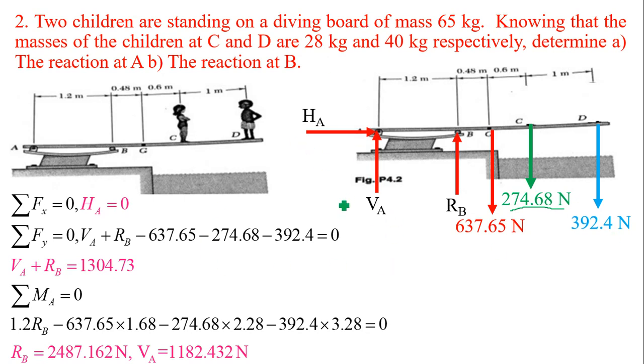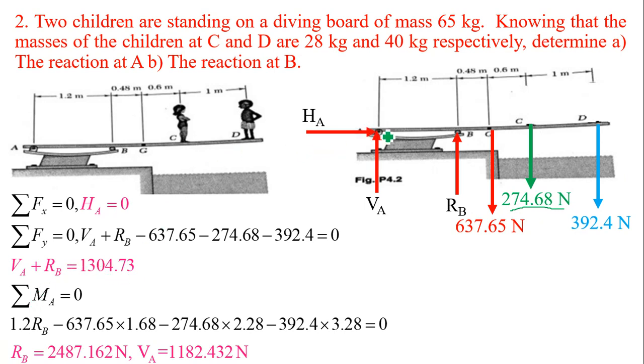Now as we are applying the three conditions of equilibrium, summation of Fx 0, summation of Fy 0, summation of movement 0. So summation of Fx 0, only one horizontal force, HA equals 0. Summation of vertical 0, VA upward positive, RB upward positive, VA plus RB, then minus 635.65 downward, again downward minus 274.68, again downward minus 392.4. So VA plus RB is 1304.73.